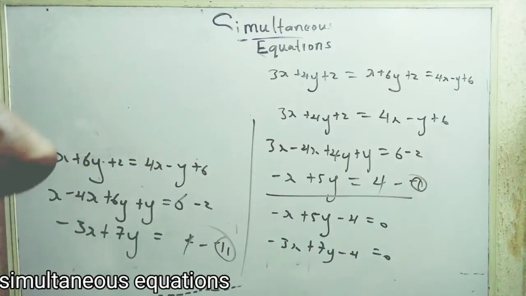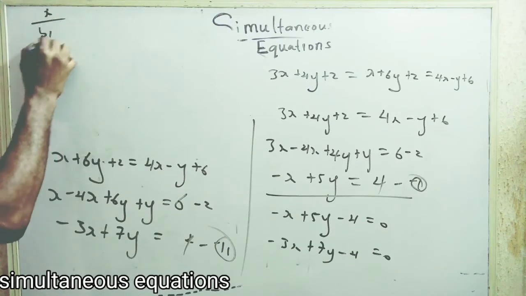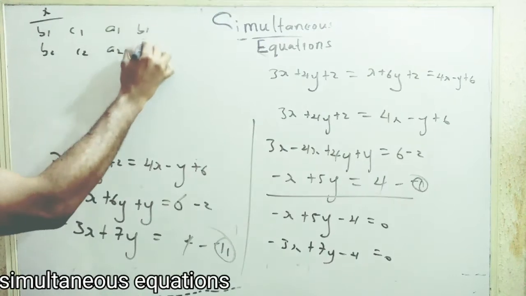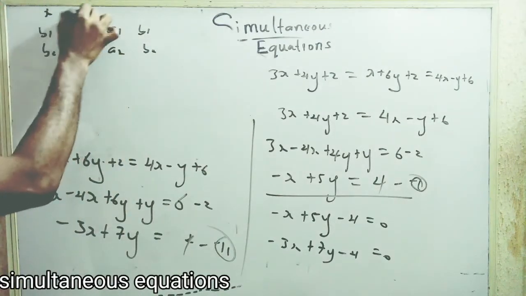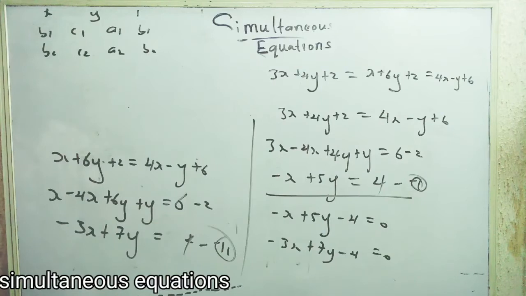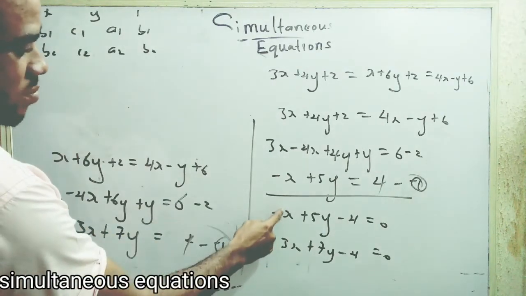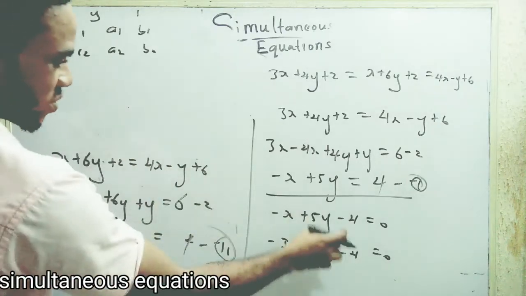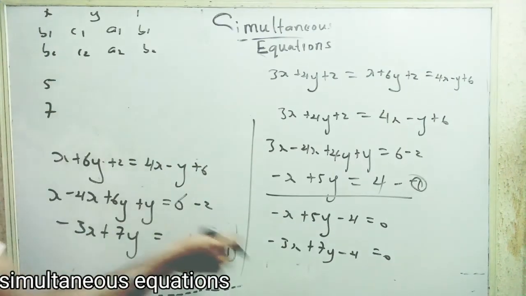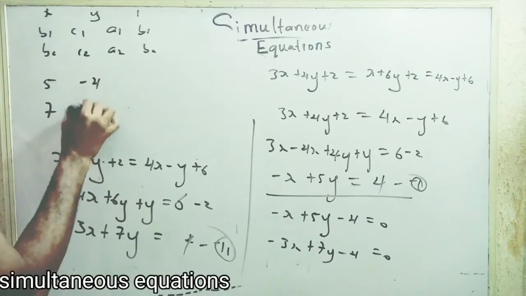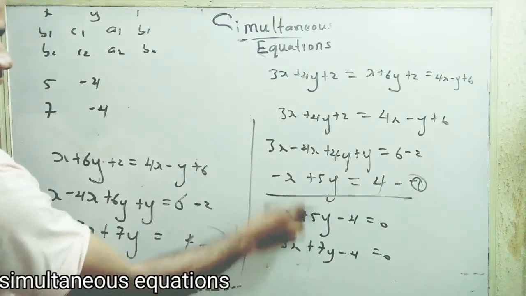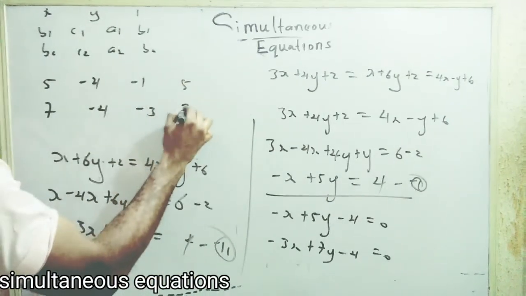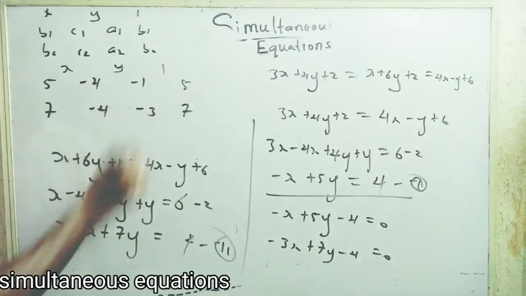Now I'll write the same thing again. I have x over b1, b2, c1, c2, a1, a2, and b1, b2. Then I have the y and the 1. So I'm going to pick out the coefficients again. This x has minus 1 here, so I'm going to write minus 1. Sorry, the coefficient of y first. So I have 5 and 7. The constant term, which is minus 4 and minus 4. The coefficient of the x: now I have minus 1 and minus 3. Then repeat the last thing you have here, that's 5, 7. I have x, I have the y, I have the 1.